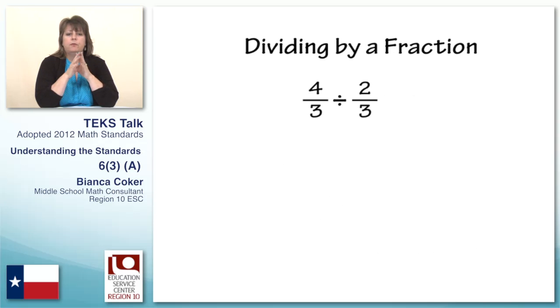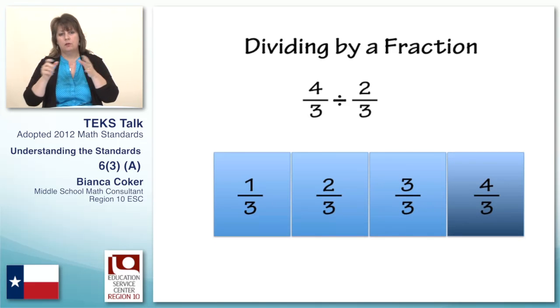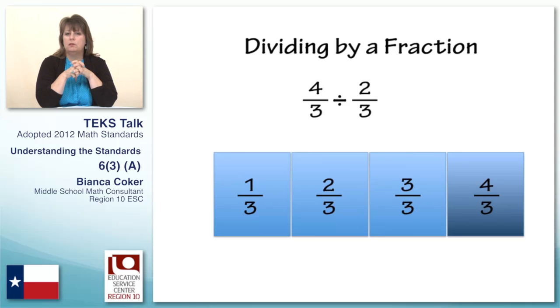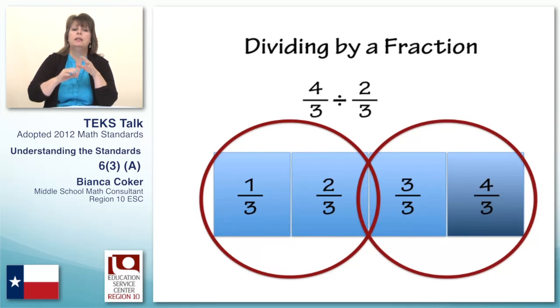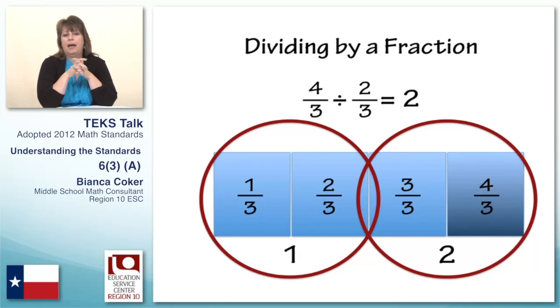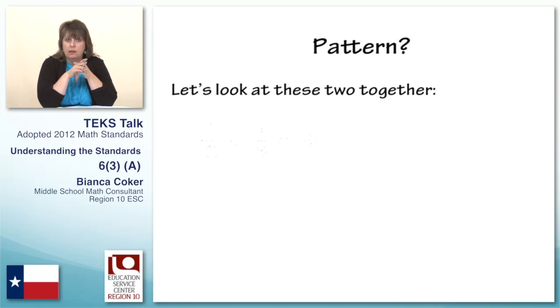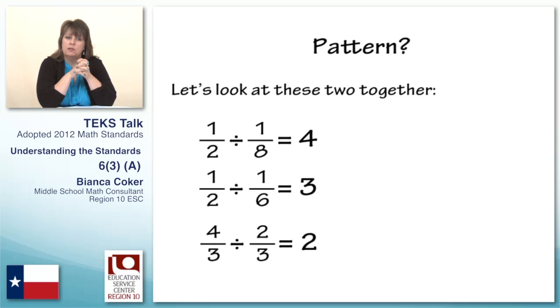In this problem, we have 4/3, so we have one that's divided into thirds and another third added on to it, so 4/3 divided by 2/3. So the question is, how many 2/3 are there in 4/3? So this circle is circling one of the 2/3, and the next circle is encircling the other 2/3. So in 4/3 we have 2 2/3. All right, so there's the first one and there's the second one. So what we have in our pattern is we have 1/2 divided by 1/8 is 4, and we had 1/2 divided by 1/6 is 3, and to give a little bit of variety, we had 4/3 divided by 2/3 is 2.